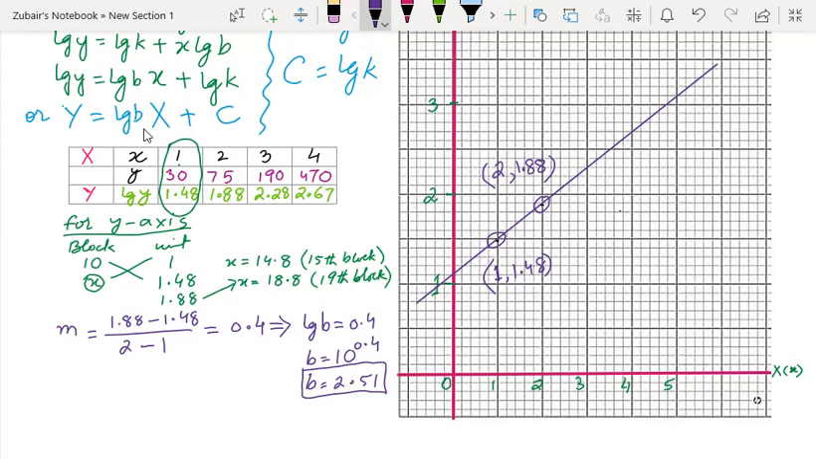B has come, and now k, the y-intercept. To find k, using this equation LGK, we can write the value of LGY.